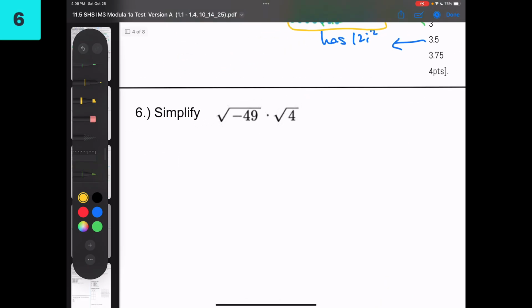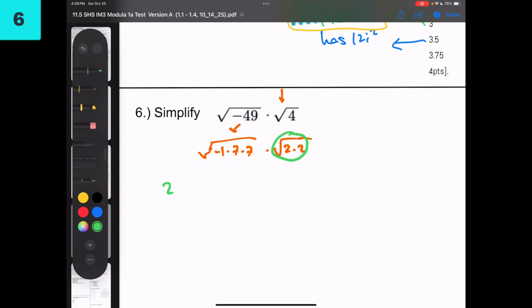Okay, number 6. A lot of you guys are not paying attention. This one had no negative. The practice test it did. So this one is negative 1 times 7 times 7. And this one is 2 times 2. So the 2 comes on the outside. The 7s come on the outside. And the square root of negative 1 is i. So that would just give you 14i as your answer.